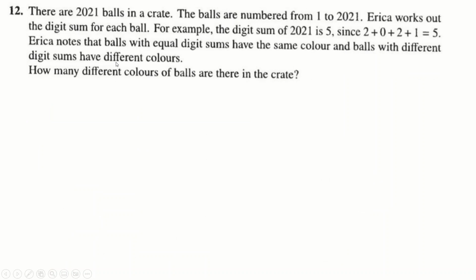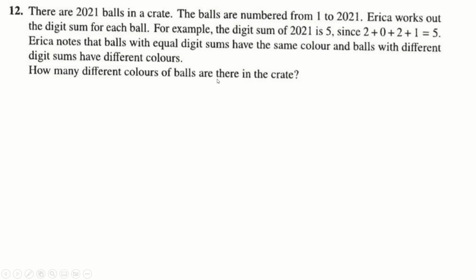Question number 12. There are lots of balls in a crate, balls are numbered, and we work out the digit sum. So you just sum up the digits and 2021 has a digit sum of 5. She notes that balls with equal digit sums have the same color. So basically every ball that has a digit sum of 5 has the same color, and every ball with a digit sum of 4 has the same color, which is a different color. And she's asking how many colors are there?